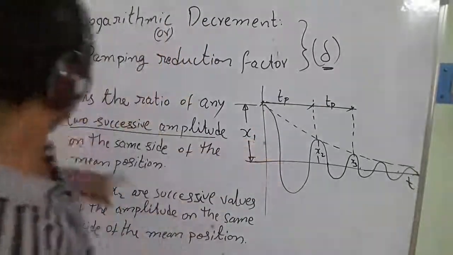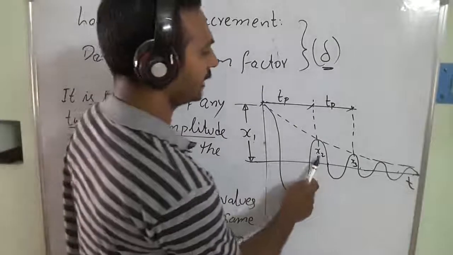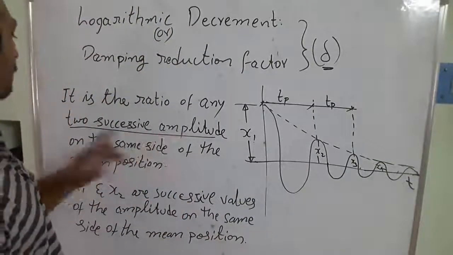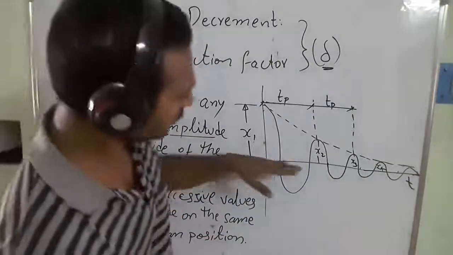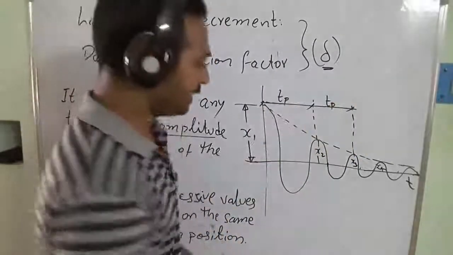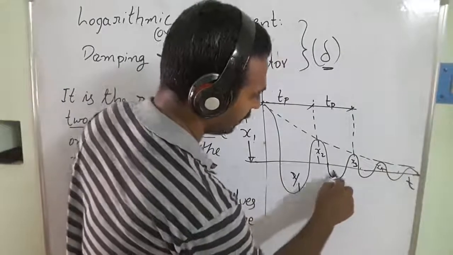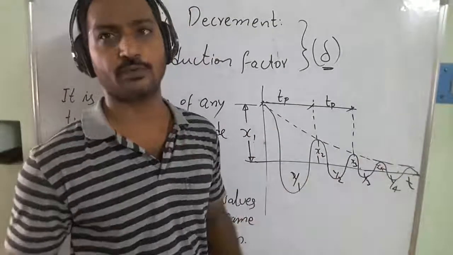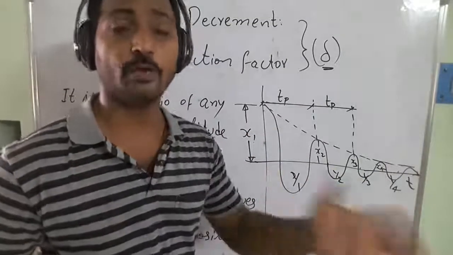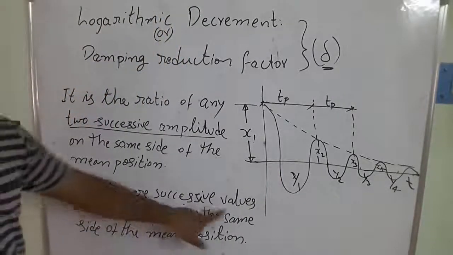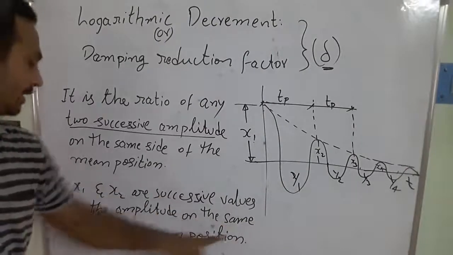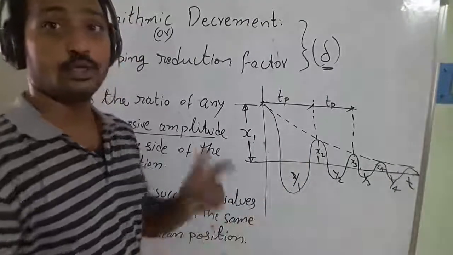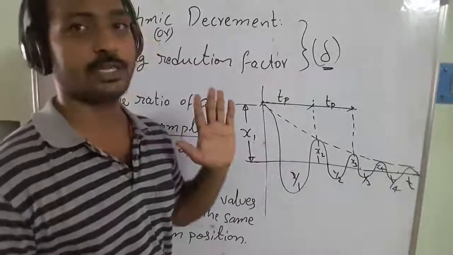So the two successive amplitudes mean here x1, x2, or x2, x3, or x3, x4. Any two successive amplitudes must be on the same side of the mean position. Either you take the lower ones, y1, y2, y3, y4, or you can take the ones above, x1, x2, x3, x4. Then it is the ratio of these two that we are going to consider. So x1 and x2 are the two successive amplitudes on the same side of the mean position.